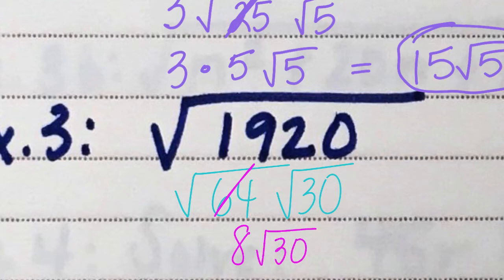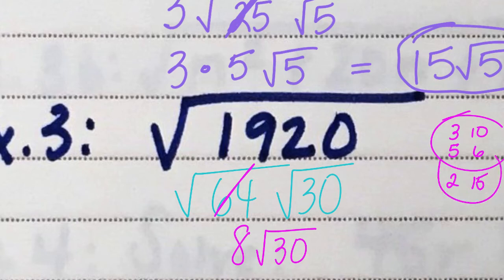Now remember, 30 almost seems like something can come out because 3 and 10 and 5 and 6, but none of those are perfect squares. So there is no perfect square that divides into the square root of 30. And that's why we break it down like that, because we only can do the perfect squares.